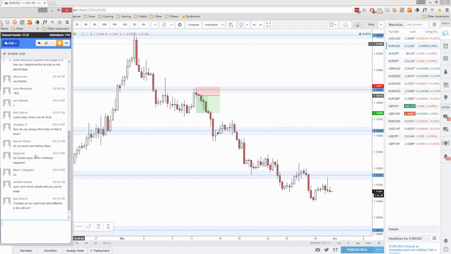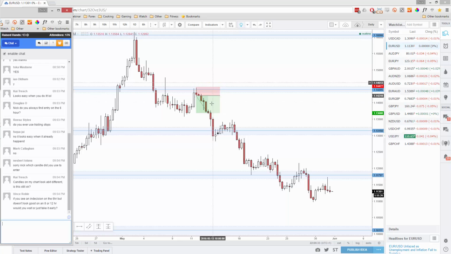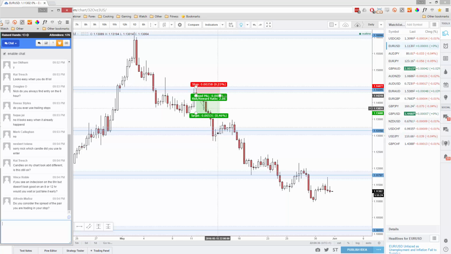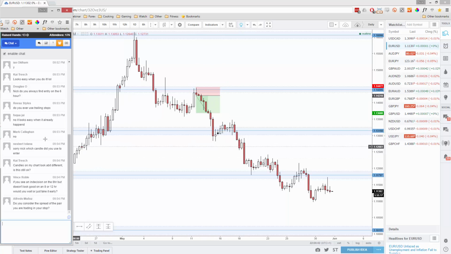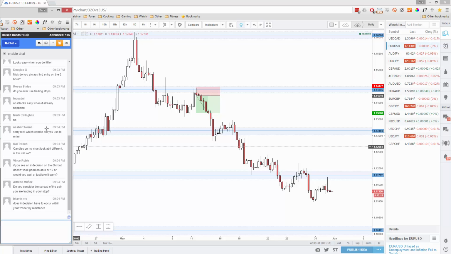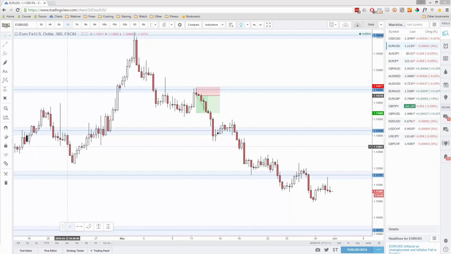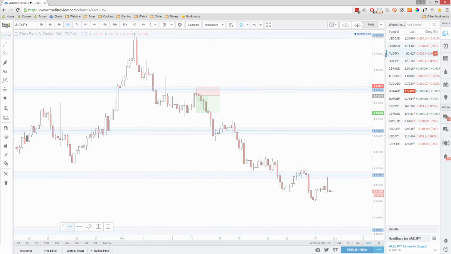So yeah, these all look easy. They look easy because they've already triggered and they already worked out. But when you're actually looking at the chart, it's not that easy to make the decision to enter. All right, we're getting questions about my trading strategy, which was discussed in previous webinars. So I'm just going to move on to other examples and discuss entries a little more.